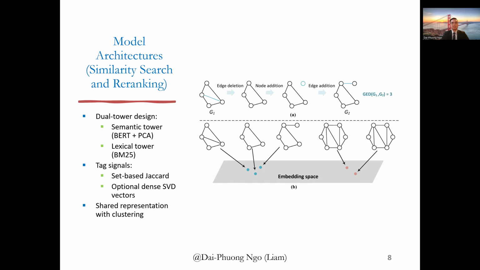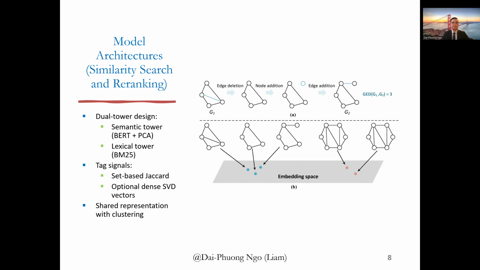The retrieval architecture mirrors many of the same design principles, but is organized around scoring rather than partitioning. The core is a dual tower setup. One tower produces dense semantic embeddings using BERT and PCA, while the second is a lexical BM25 index built over normalized text. Tags are treated as a complementary signal. Instead of embedding them directly into the retrieval vector, I use tag overlap similarity as a transparent reranking feature. This makes it easy to inspect why a particular result ranks higher.